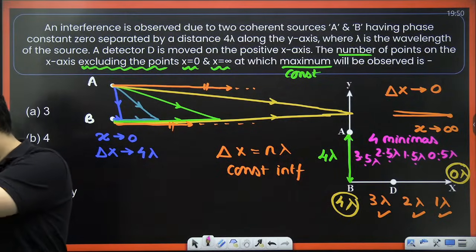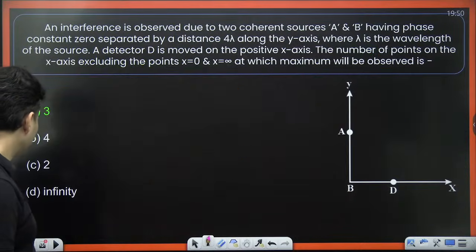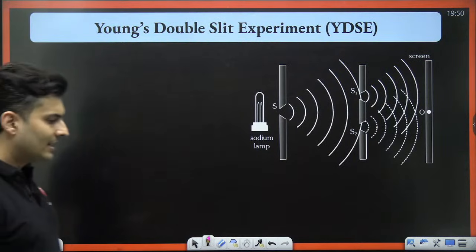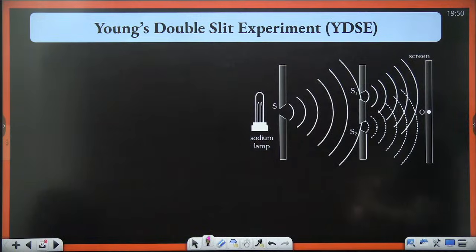Yes. Awesome. Arvind, I think it will be for 1.5 hours more at most, not more than that. Okay. Let's go to YDSE and its variations.